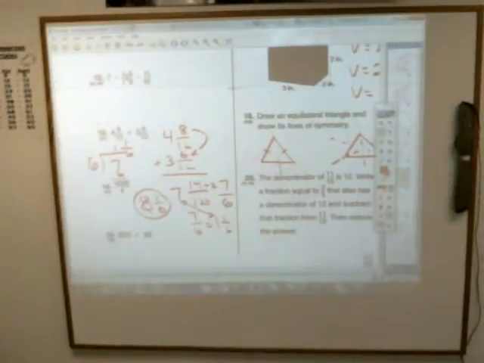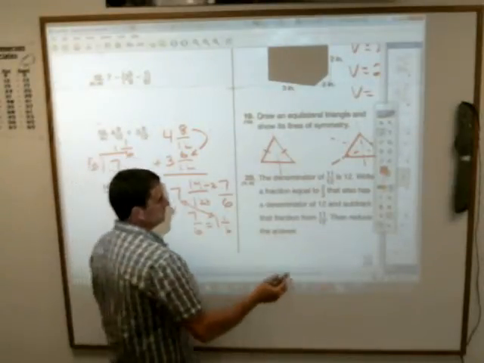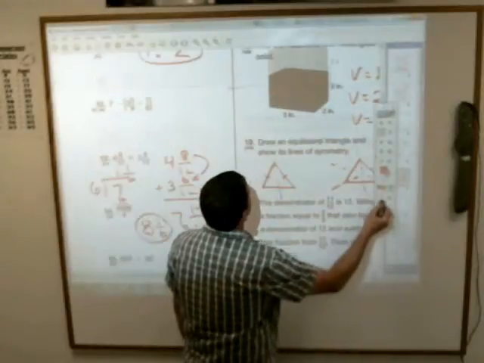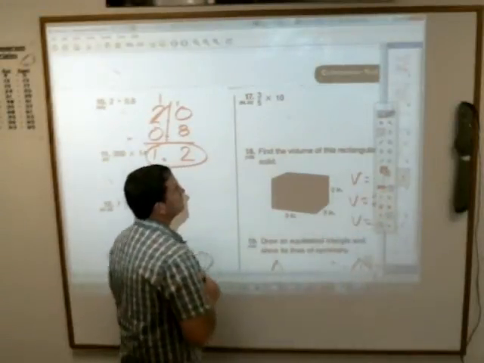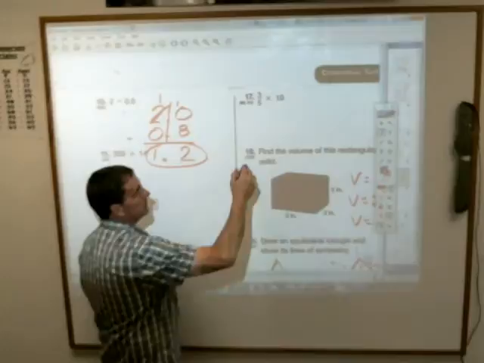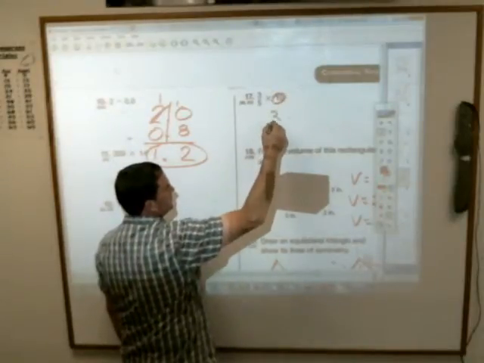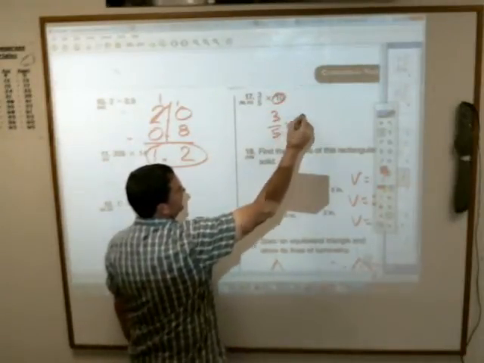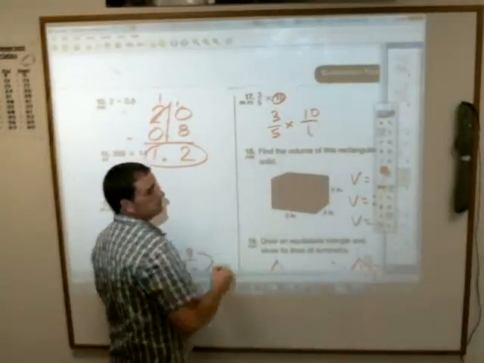And your other one was what, Mason? The other one was 17. That was a confusing one. How do you multiply fractions together? You need to make the 10 a fraction, so it's 3/5 times 10 over 1.